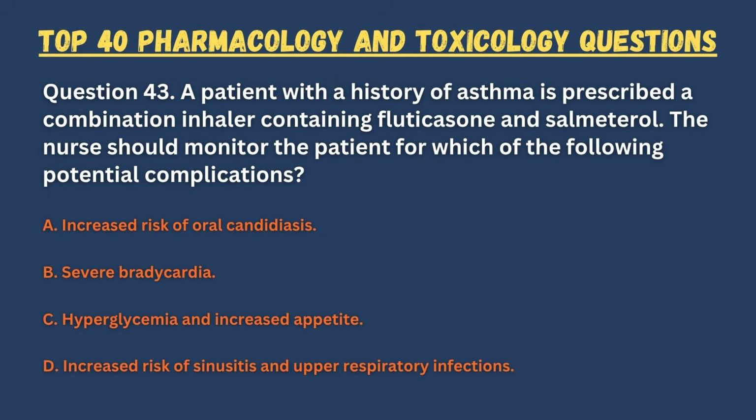Question 43. A patient with a history of asthma is prescribed a combination inhaler containing fluticasone and salmeterol. The nurse should monitor the patient for which of the following potential complications? A. Increased risk of oral candidiasis. B. Severe bradycardia. C. Hyperglycemia and increased appetite. D. Increased risk of sinusitis and upper respiratory infections.